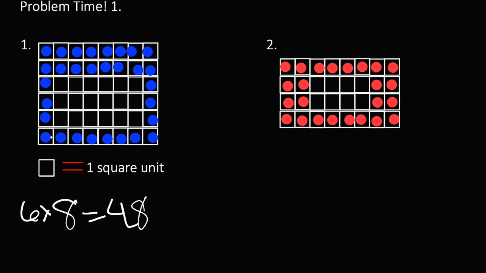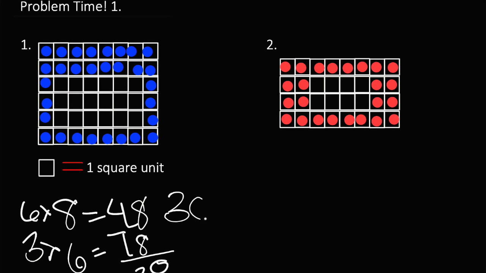So let's find the inside now. 1, 2, 3. 3 by 1, 2, 3, 4, 5, 6. 3 times 6 is going to be 18. And then we can do 48 minus 18, which is going to be 30. So we know that the area of the shaded part is going to be 30 units squared.